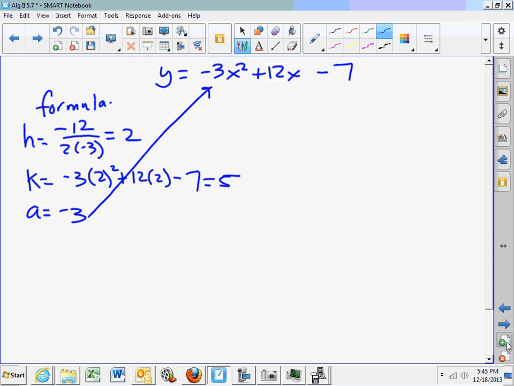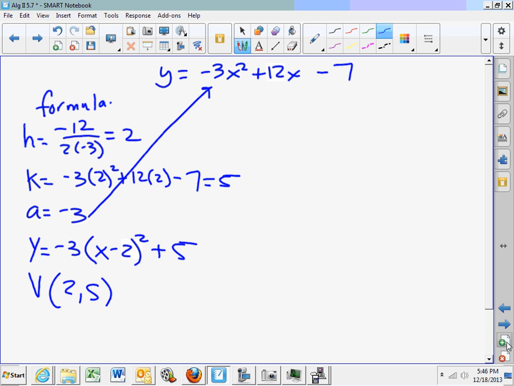So the vertex form is y is equal to negative 3 times x minus 2 squared plus 5. Okay, and the vertex, if we need it, is at 2, 5. And it opens downward because a is negative.